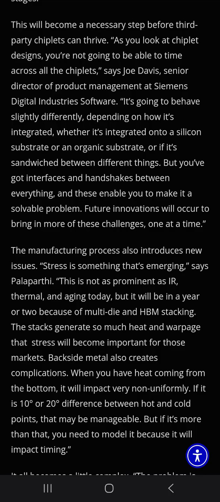The manufacturing process also introduces new issues. Stress is something that is emerging, said Palapati. This is not as prominent as IR, thermal, and aging today, but it will be in a year or two because of multi-die and HBM stacking.